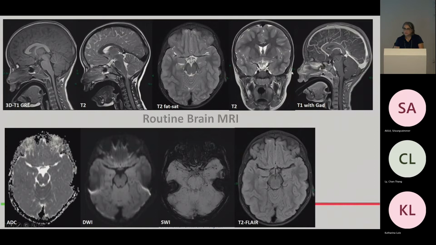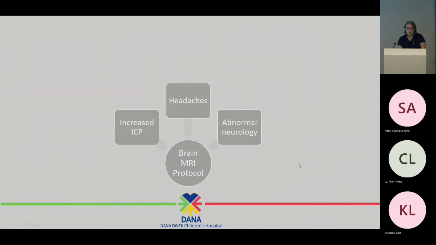The other sequences that are in our routine studies are the T2 dark fluid, the susceptibility weighted imaging, which basically highlights substances that cause increased susceptibility in MRI, like gross calcifications or blood products, and of course the diffusion weighted imaging. Basically for the pituitary gland, actually these sequences are most important. So as I said, for any indication, we do a routine brain study.